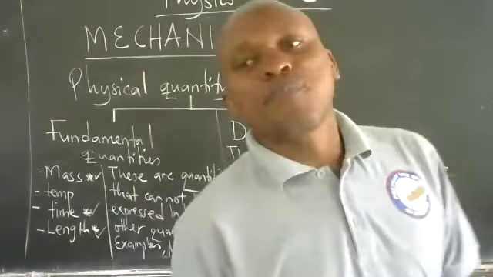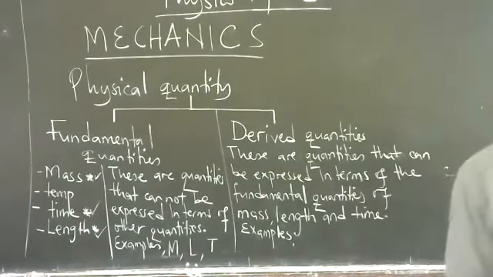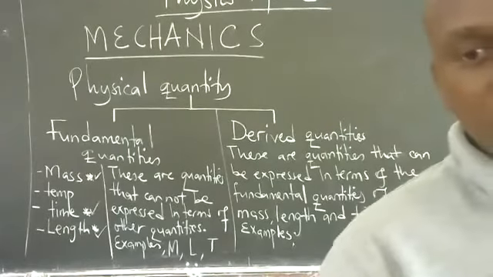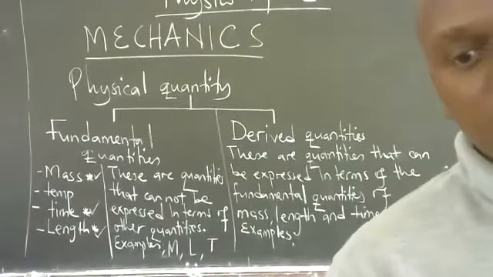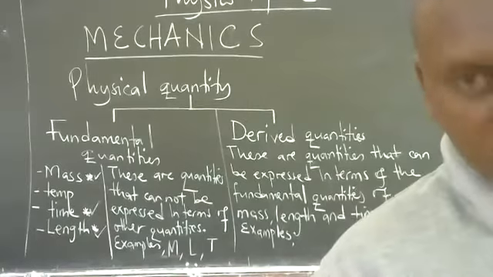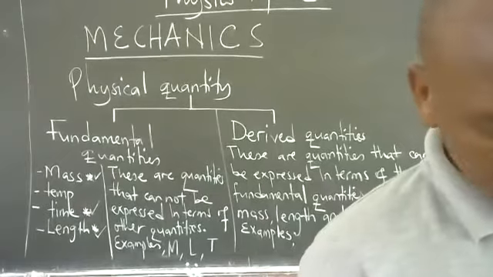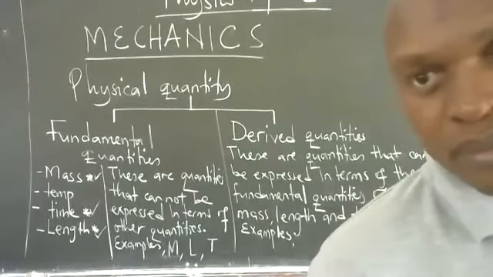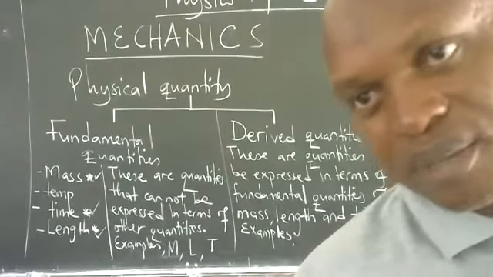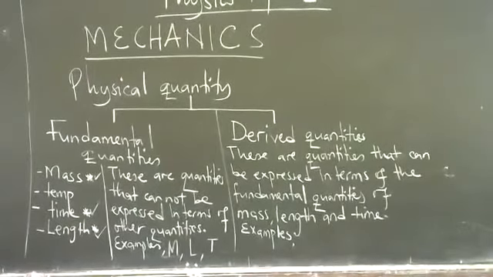I want everybody to give me one example of a derived quantity. These are very many. Each person give me one or two examples. I start with Anthony. Volume. Then Daniela. Area. Immaculate. Density. Next person, Kristen.